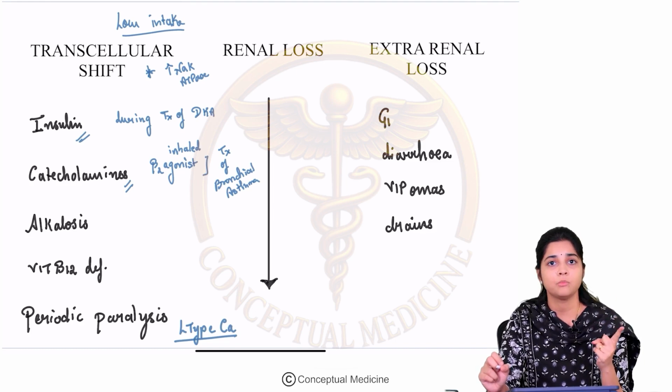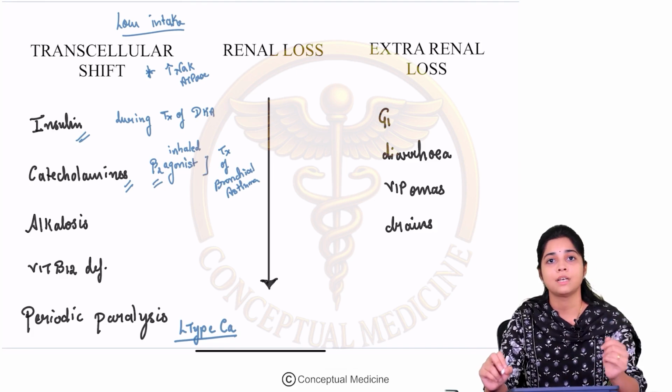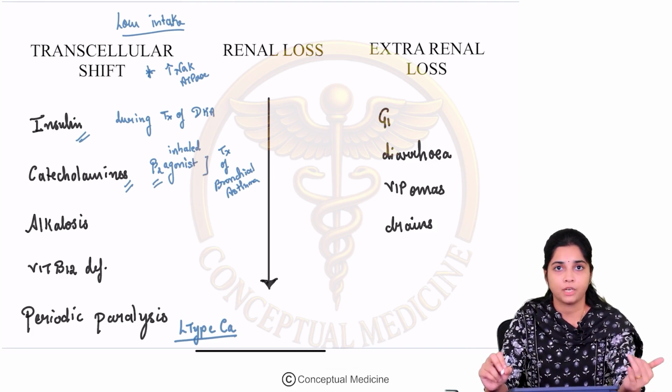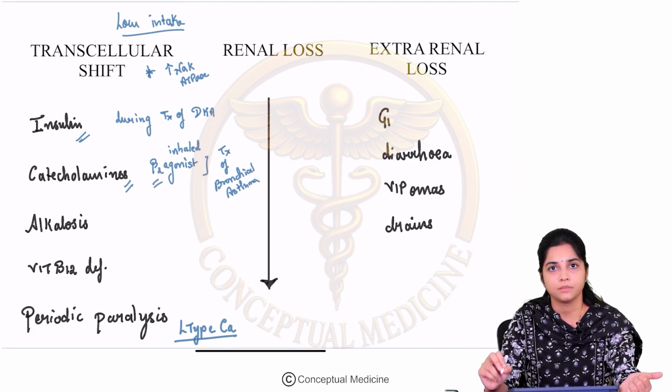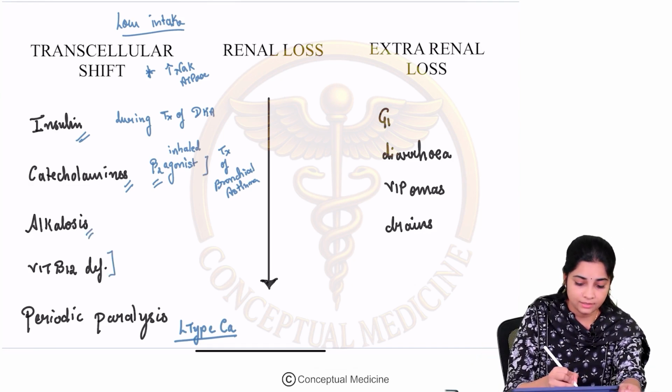if the patient is having hypokalemia, remember that inhaled beta-2 agonist can cause hypokalemia because of the push of the potassium into the intracellular compartment. Then metabolic alkalosis, and in the treatment of vitamin B12 deficiency.